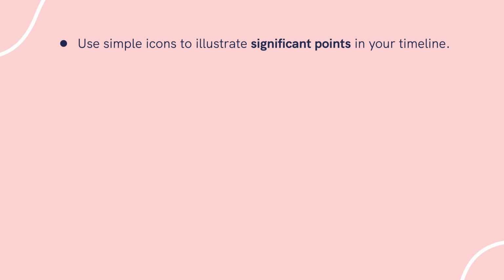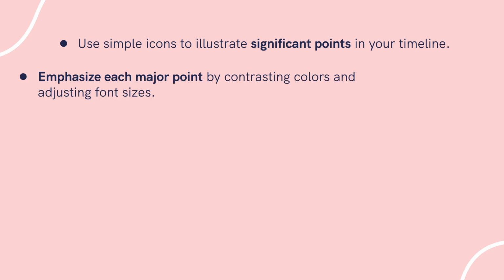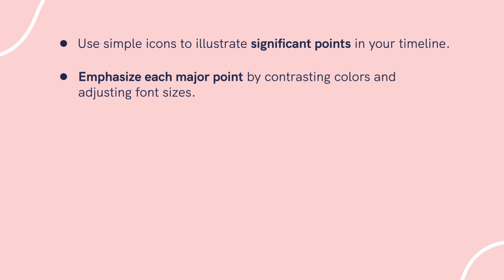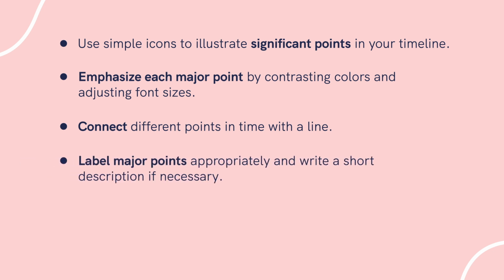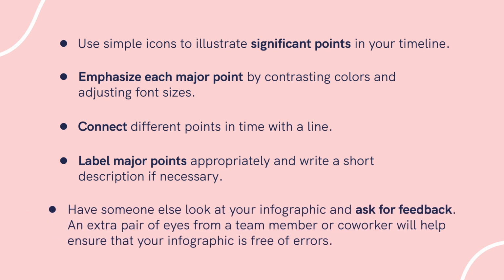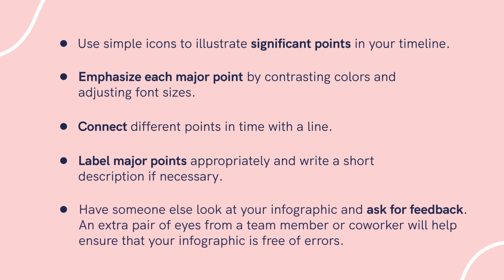Make your timeline infographic stand out and easy to understand for your audience with these best practices. Use simple icons to illustrate significant points in your timeline. Emphasize each major point by contrasting colors and adjusting font sizes. Connect different points in time with a line. Label major points appropriately and write a short description if necessary, and have someone else look at your infographic and ask for feedback. An extra pair of eyes from a team member or coworker will help ensure that your infographic is free of errors. Quick note, this best practice also applies to all infographic types.